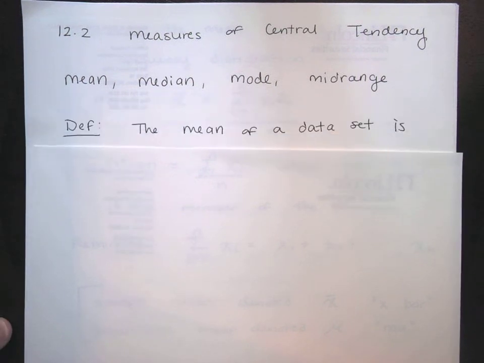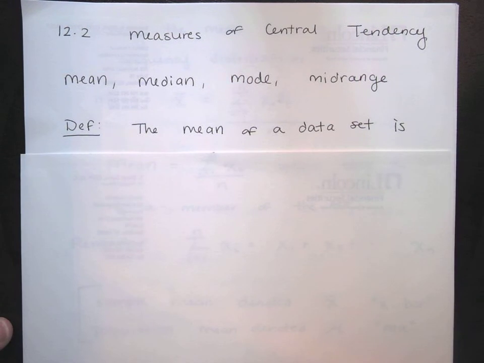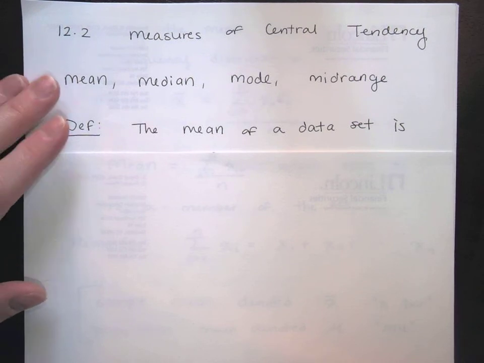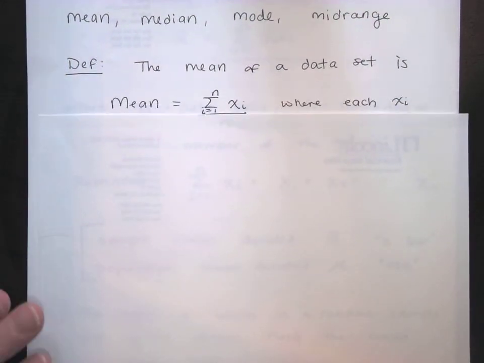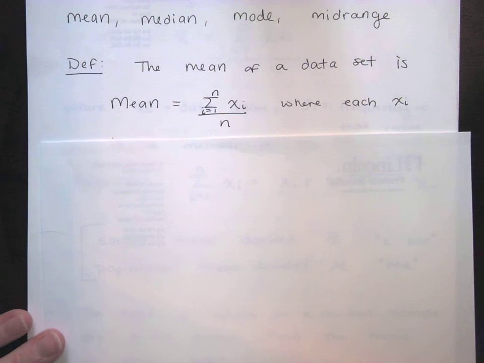So the mean of a data set is the same as the average. Before I show you the scary math definition that we have now for mean, just remember, when you find the average of 2 numbers, what do you do? You add them together and then divide by 2. If you have the average of 3 numbers, you add them all up and divide by 3. So that's all that we're doing when we find the mean of a data set with this formula.